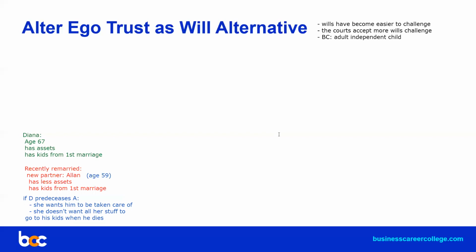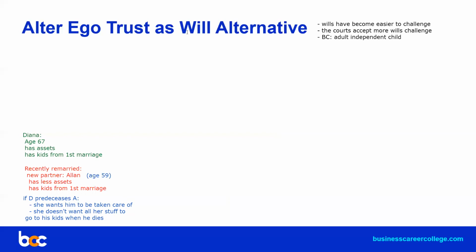Now, you can try to do this in a will. She can write what's called a mutual will. The mutual will creates an obligation for Alan to treat Diana's property a certain way, but mutual wills don't tend to hold up. They're not a great resource. So she's going to come up with a probably better solution here, okay? And it's a trust, as you might expect.